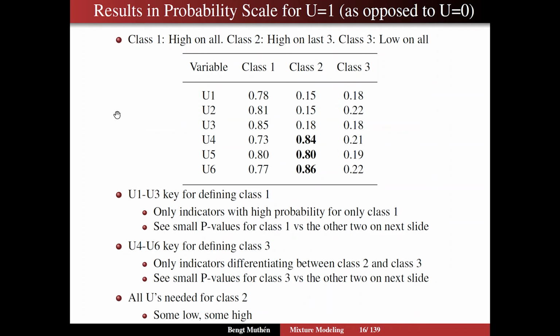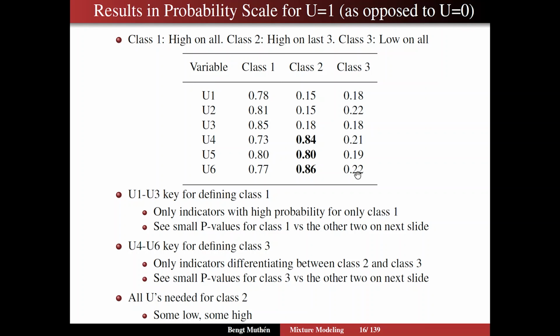On slide 16 we have a table that I presented in a way that I like to use to interpret my solution. So you have a 3-class solution here, 3 classes, and you have the 6 latent class indicators. And here in the table are the probabilities for u equals 1 as opposed to u equals 0. So for class 1, you see that you have high probabilities for all 6 latent class indicators. Class 2, you're high only on the last 3, low on the first 3. And for class 3, you're low on all 6.